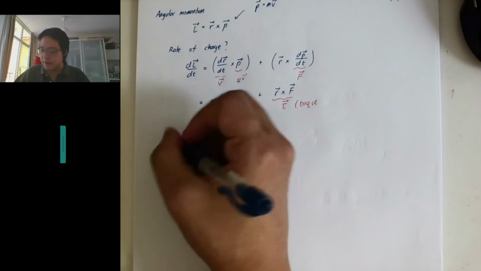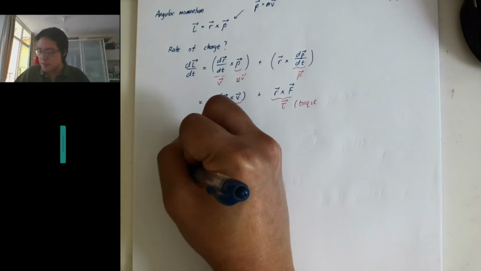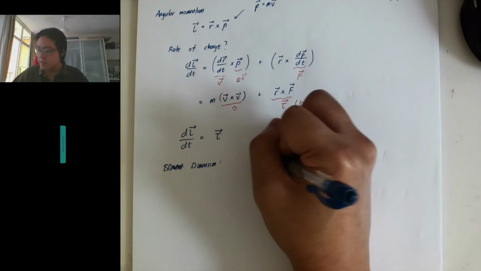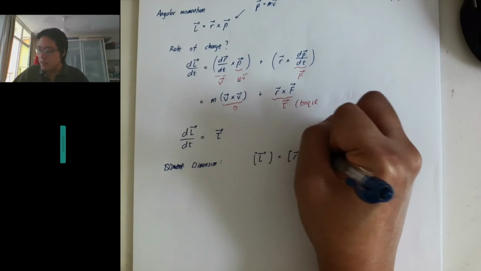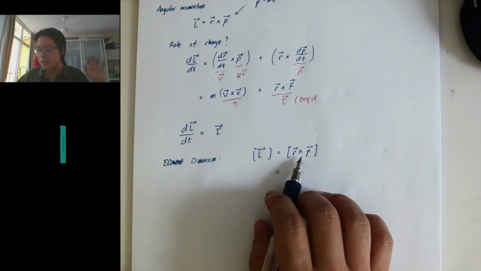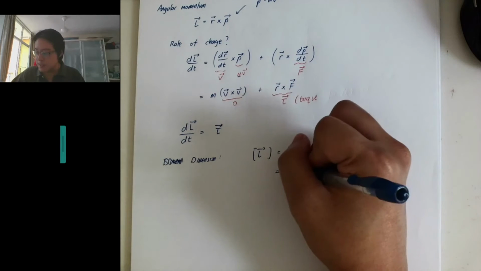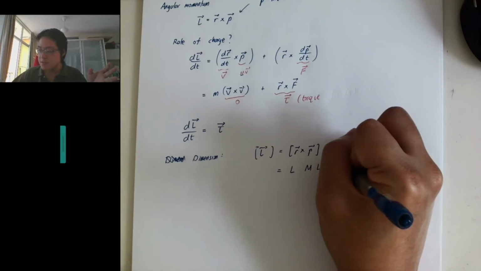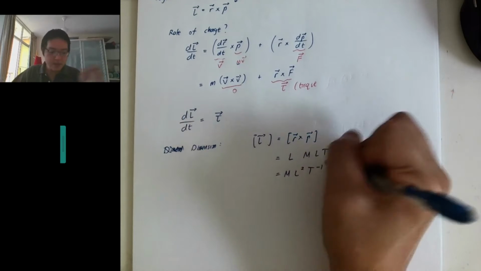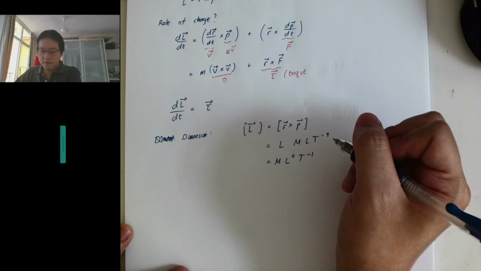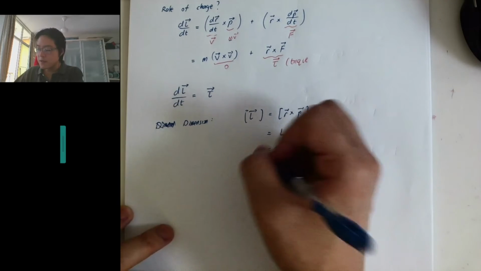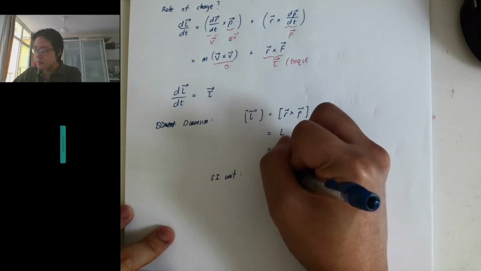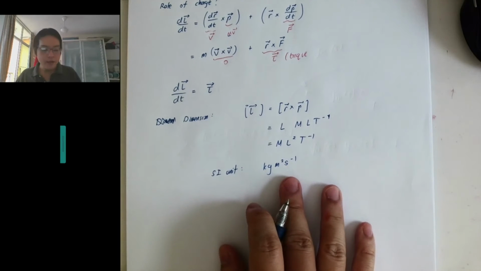I think I haven't talked about the dimension of angular momentum yet in the previous class, so let me do this now. The dimension of L is the dimension of r cross p. For the cross product dimension, we don't care whether it's a vector or not, we just need to get the units. The dimension of position is length, and momentum is mv, so it's mass times velocity, and velocity is LT^-1. So we have ML^2T^-1. Correct or not? Correct, right? So the SI unit for angular momentum is kg m^2 per second.